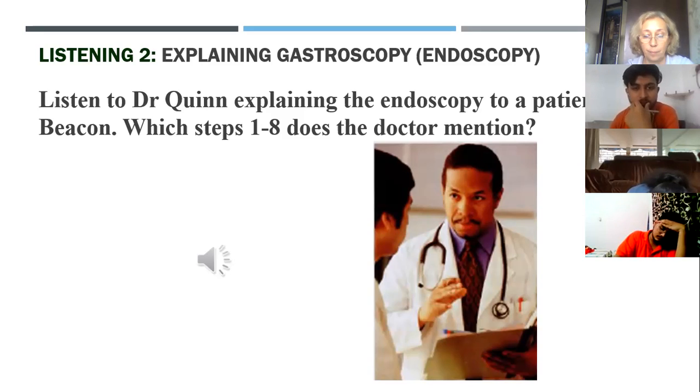The tube will have a tiny camera on the end so that we can look at your stomach. And if we see anything there, what we can do is take a tiny tissue sample. Right. We're also going to blow some air into your stomach to help us see a bit better, so you will feel a bit full and possibly want to belch. It sounds a bit scary. I agree, it can be.